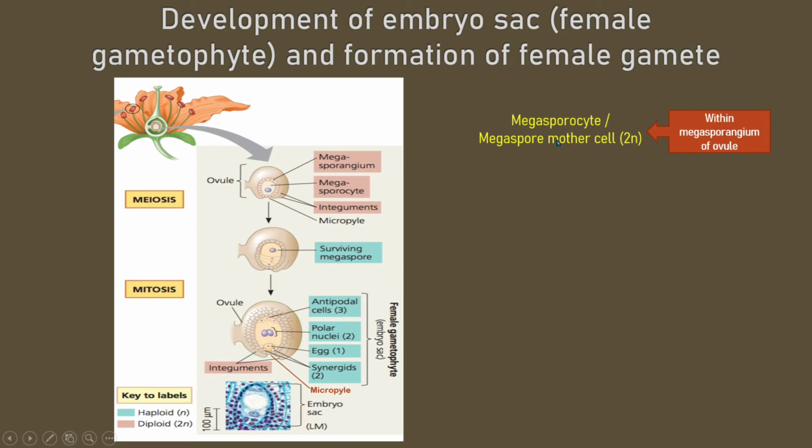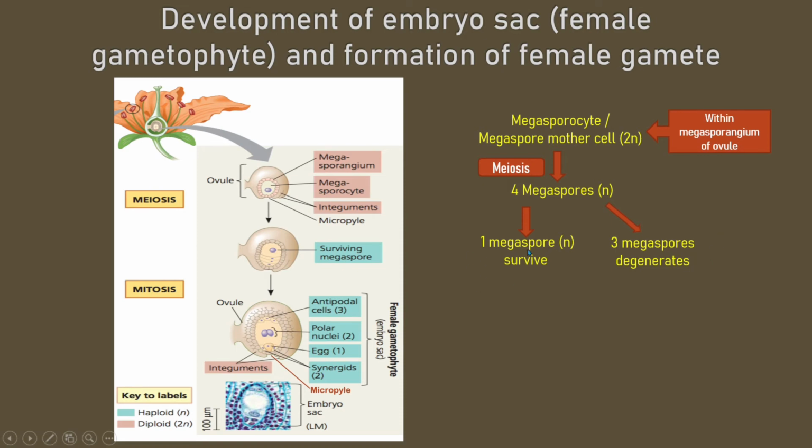The megasporocyte or the megaspore mother cell undergoes meiosis to produce 4 megaspores, which are haploid. This division involves unequal division of cytoplasm, where only one haploid megaspore receives a large volume of cytoplasm, which later on becomes the surviving megaspore. The other 3 haploid megaspores receive less cytoplasm volume and will degenerate. So from 4 megaspores, only one will survive and the other 3 will degenerate.